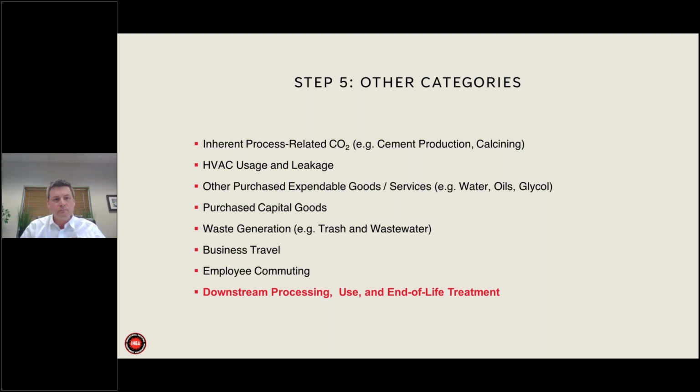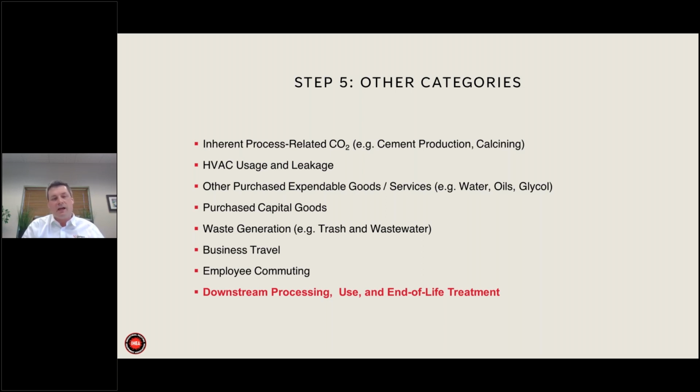And then we already talked about business travel and employee commuting, but another one I just want to hit again is the downstream processing, use, and end-of-life treatment. A lot of thermal processes actually add value to a part. They make stuff last longer, and when you make stuff last longer, it means it's out in the field longer, which means it takes a longer time before it has to go to landfill or be recycled. So it saves thermal energy long term.